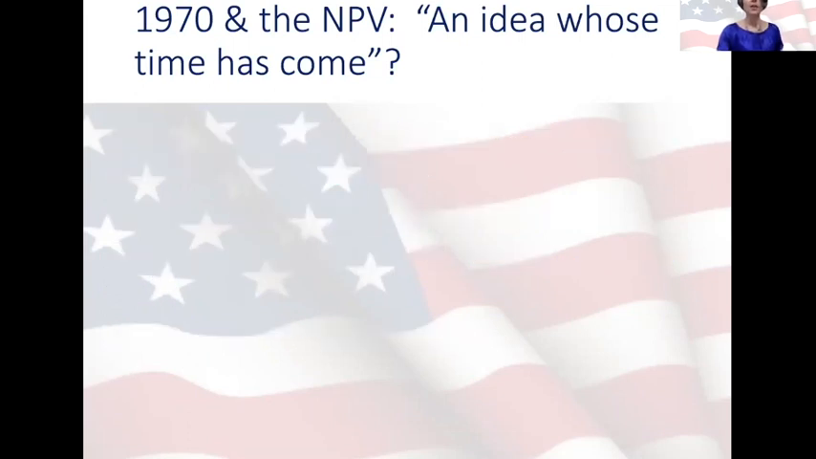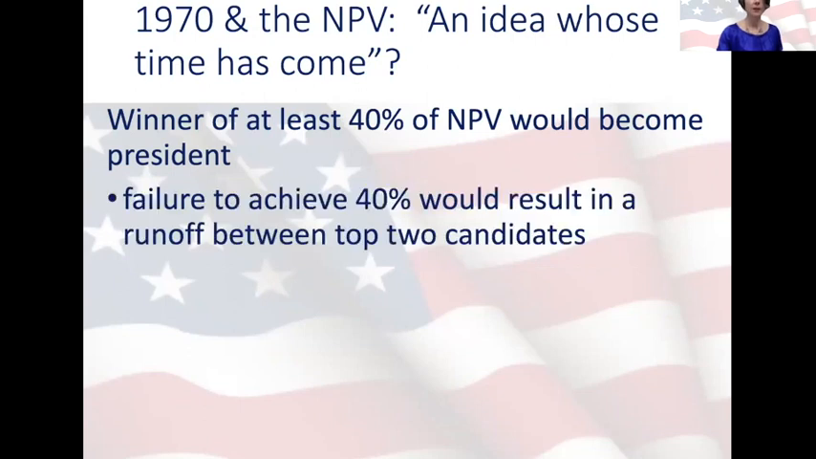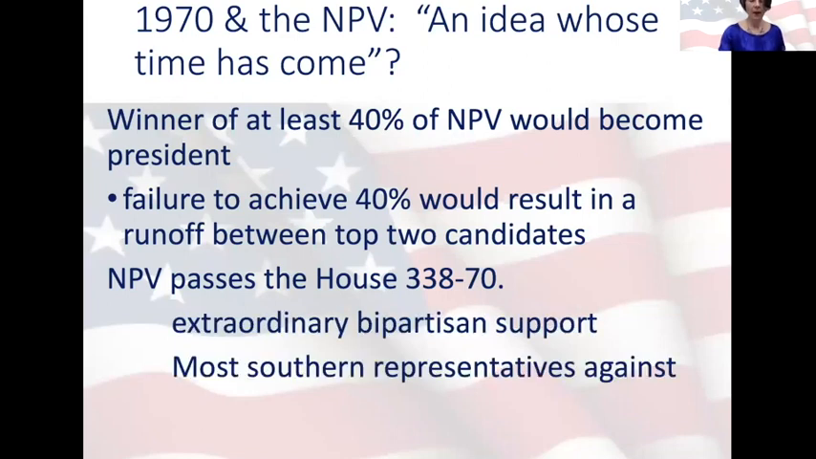So this reform, where the winner of the national popular vote, a plurality winner of 40%, will become president with an instant runoff, passed the House overwhelmingly, 338 to 70. It's hard to imagine such a bipartisan decision by the House today. It had extraordinary bipartisan support, even though most Southern representatives who were Democrats were against. Feelings ran high, optimism ran high, that it would also get the 2/3 necessary to pass the Senate.